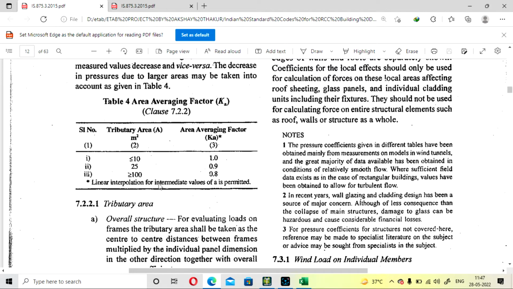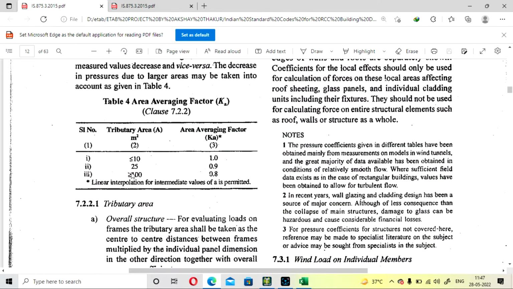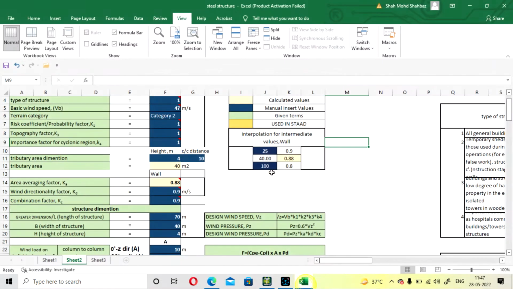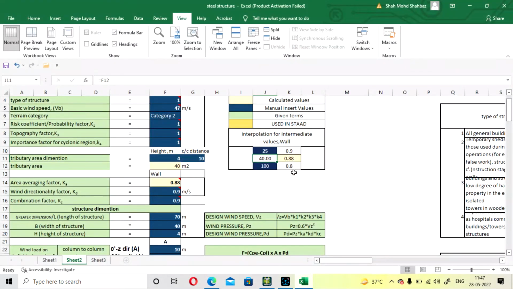And if the value is coming between these values, you have to use linear interpolation. So we have done the interpolation here. Our value is coming as 40, so 40 will come between 25 and 100. If you change this to 25, this value will automatically change. You don't need to change anything. So it is 0.9, 0.9, and it is 0.8. So our interpolated value of K will come as 0.88. Here it is taken.